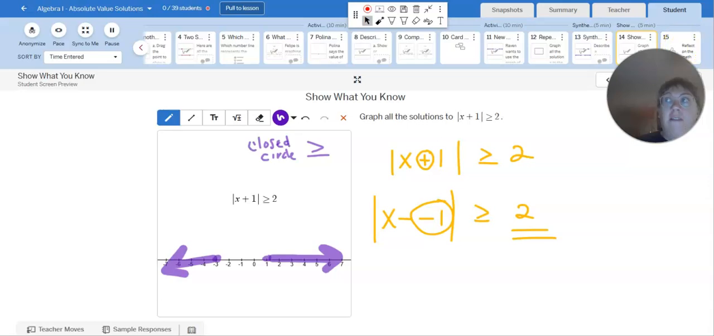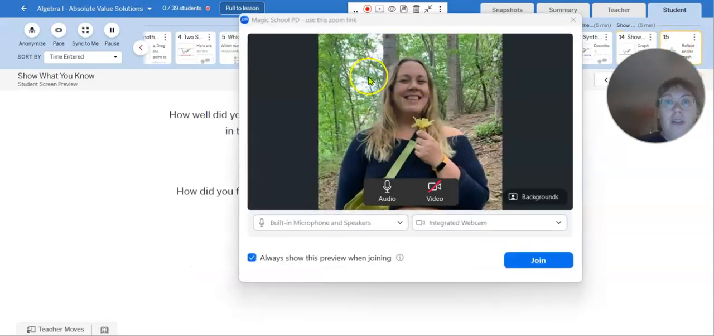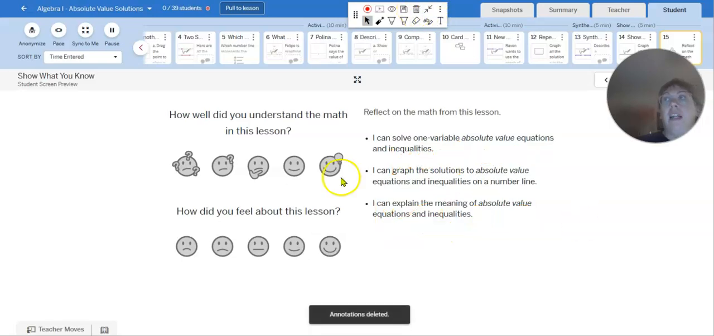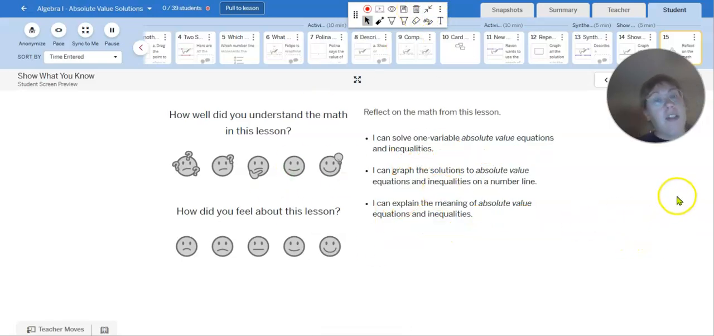Okay. And on slide 15, you are reflecting and thinking about this lesson. So take some time to look at that reflection. And when you're all set, submit this into Schoology.